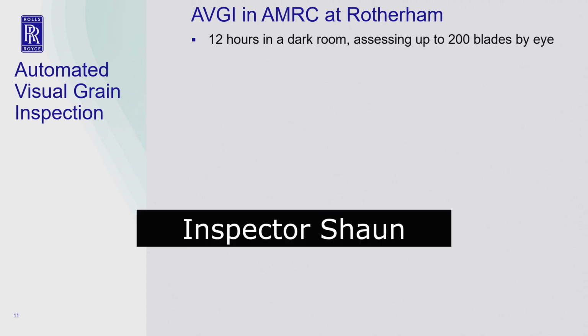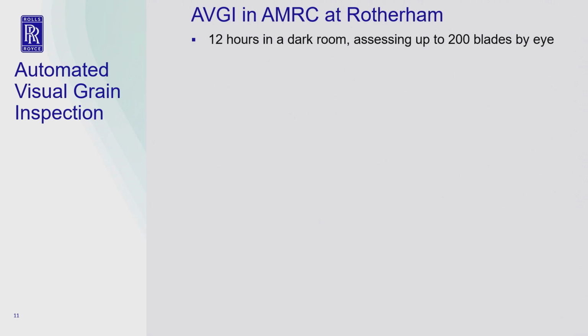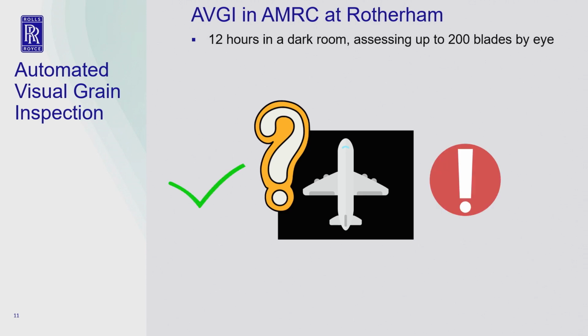His name is Sean. Because it's designed to be perfect, the inspector, Sean, is literally going, "Yep, that one's good. Yup, that one's good. Yeah, that one's good," in a 12-hour period in a darkroom. And he achieves about 200 in that time. So the question is, is this an ethical job? Because it's associated with safety and it requires perfection. Should we as a society ask humans to do something like that?